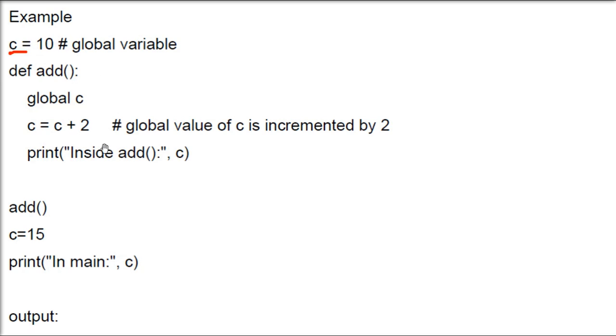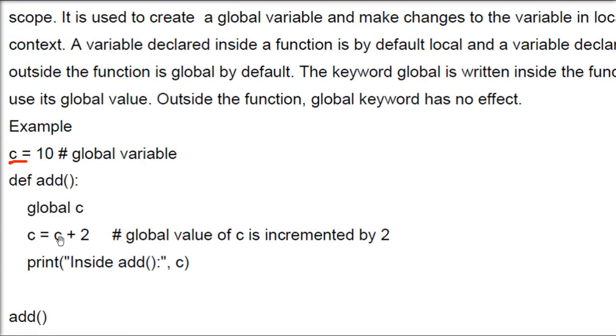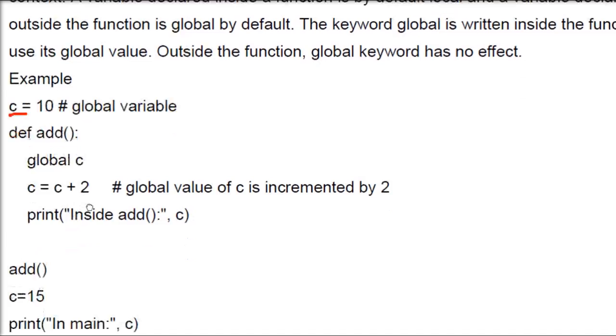Now you have called specifically global C, that is, you want to use this global C. Then you said C equals C plus 2. Because you have called global C, C is 10. You have used 10, and 10 plus 2 is 12. So now 12 will be printed, because you want to use this global C.